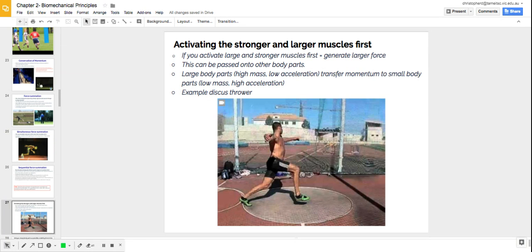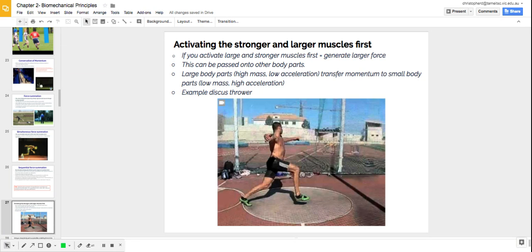So if we're looking at this here, the first one of those dot points was activating the stronger and larger muscles first. So if we want to try and generate the most amount of force, we need to activate large muscles. Most of those large muscles are going to be in the lower part of our body. So more often than not, it's going to be our lower legs, such as our quadriceps and hamstrings and glutes. So this force that we generate, okay, can then be passed on to other parts of the body, such as the core, such as the upper body and the shoulder.